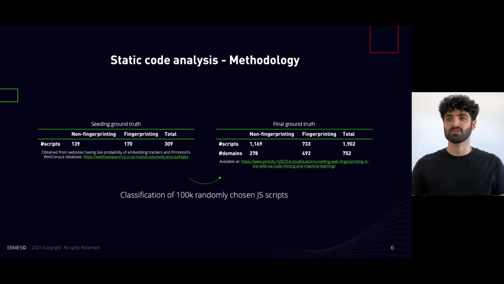From the results of this classification, we manually verified the labeling for 1800 scripts and appended them to the ground truth, resulting in a final ground truth of about 1900 scripts coming from 752 domains.